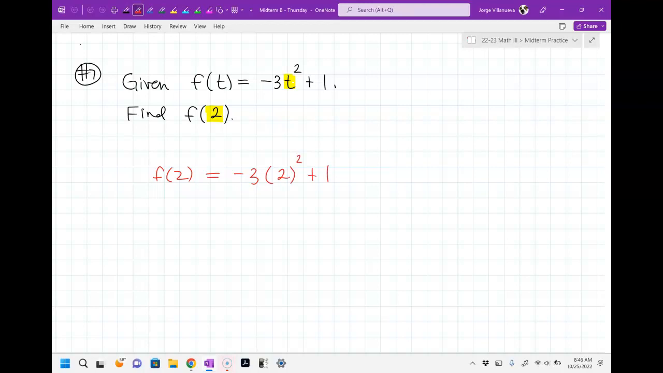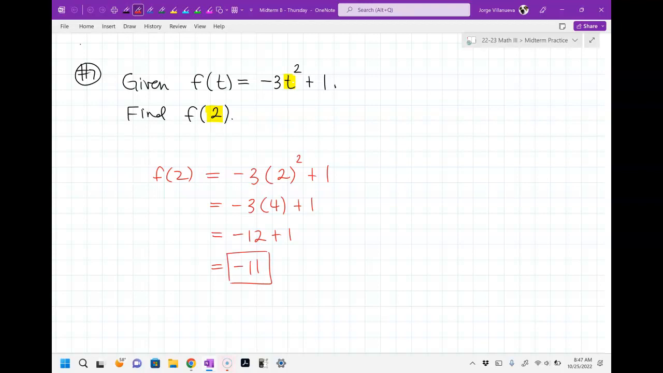And only work on the right side. Don't do anything on the left. The left is f with 2 plugged in. That's what it means. F with 2 plugged in. Not f times 2. That's not a multiplication. That's f of 2. Okay, so you don't do anything with the left side. The right side, you're going to work on that. The left side, leave it alone. So negative 3 times 4 plus 1. That's negative 12 plus 1, which is negative 11.